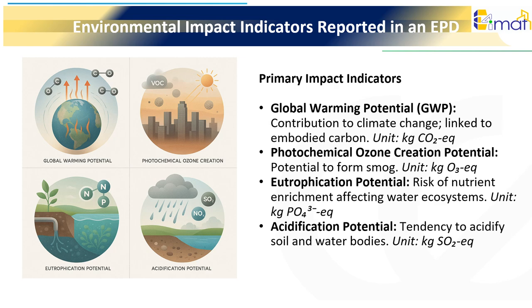Next is photochemical ozone creation potential, expressed in kilograms of ozone equivalent. This helps quantify the product's potential to contribute to smog formation. The third indicator is eutrophication potential, measured in kilograms of phosphate equivalent. It tells us how the product may influence nutrient accumulation in aquatic environments. And lastly, acidification potential, reported in kilograms of SO2 equivalent. This indicator reflects the potential for emissions to acidify soils and water bodies. Together, these indicators outline the product's broader environmental impact profile.